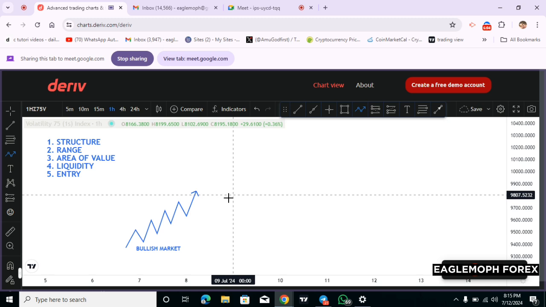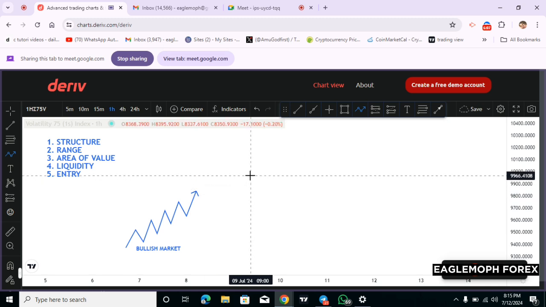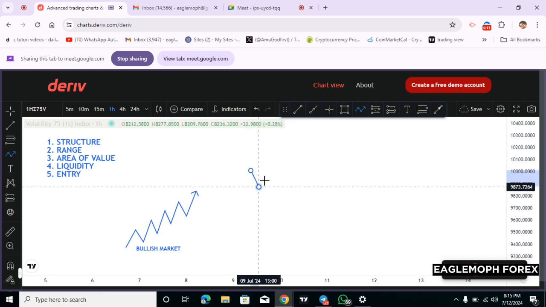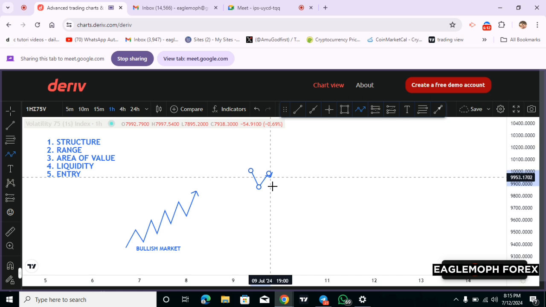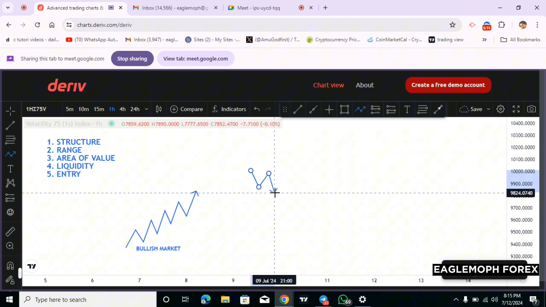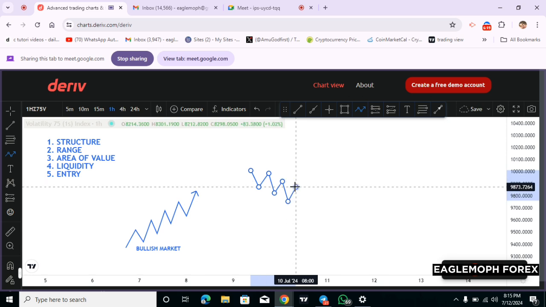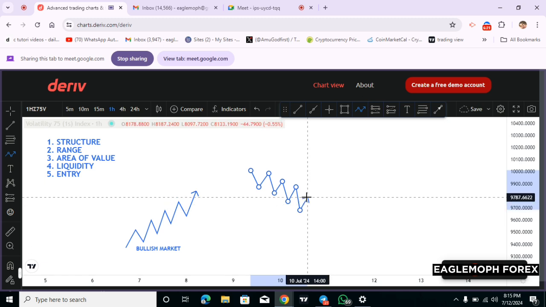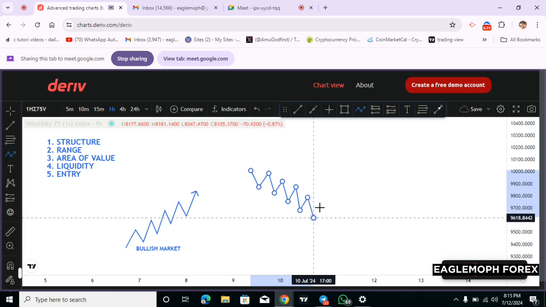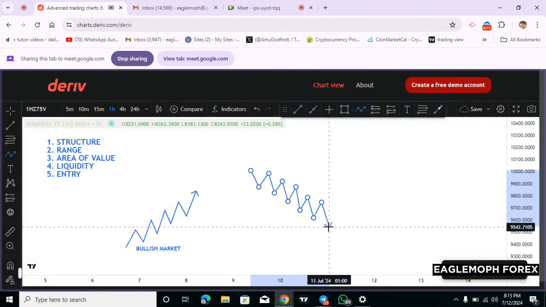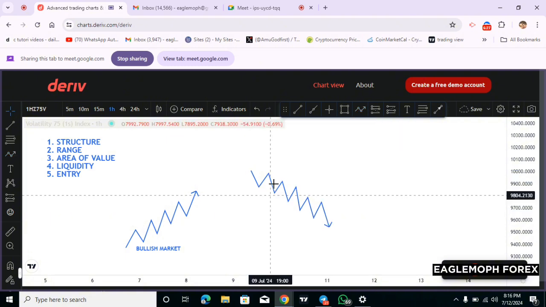So the second way the market moves, or the direction the market moves, is a bearish market. Bearish simply means the market is selling. There's a decrease in price. So you see something like this. So this is a bearish market scenario.